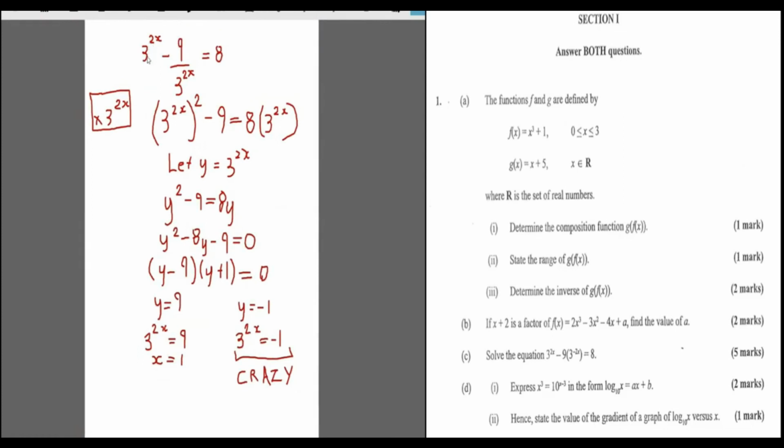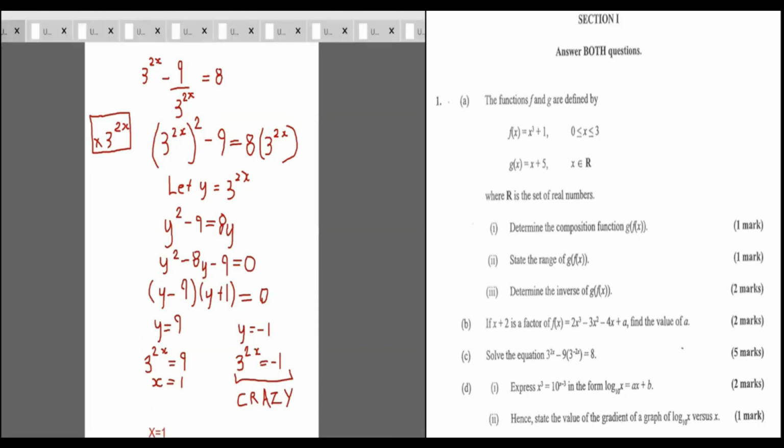So put 1 in here. 3 to the 2 is 9 minus 3 to the 2 is 1. 3 times 3 squared is 9. 9 over 9 is 1. 9 minus 1 is 8. So you know your answer is right. So x is indeed 1. So you can just tell them the answer is x equal 1. That's the solution. Nice and easy. And that takes care of part 2. This is 5 marks, by the way.